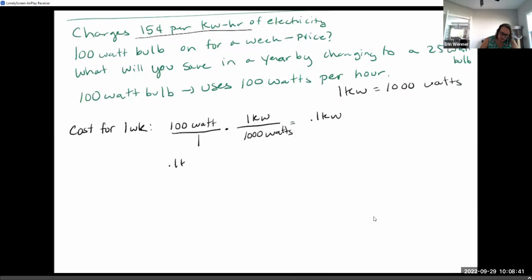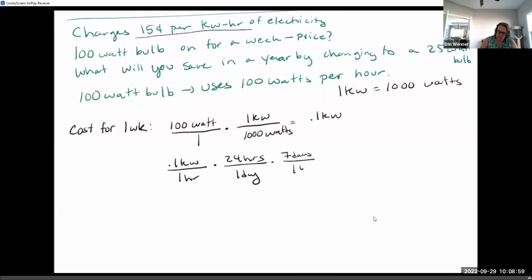So we're going to say 0.1 kilowatts for 1 hour times 24 hours in 1 day times 7 days in 1 week, because we want to know how much it costs to keep it on for a week, right? So we're going to do 0.1 kilowatts times 24 times 7, which gives us 16.8 kilowatts per week. That's how much energy we use in 1 week to keep it on.